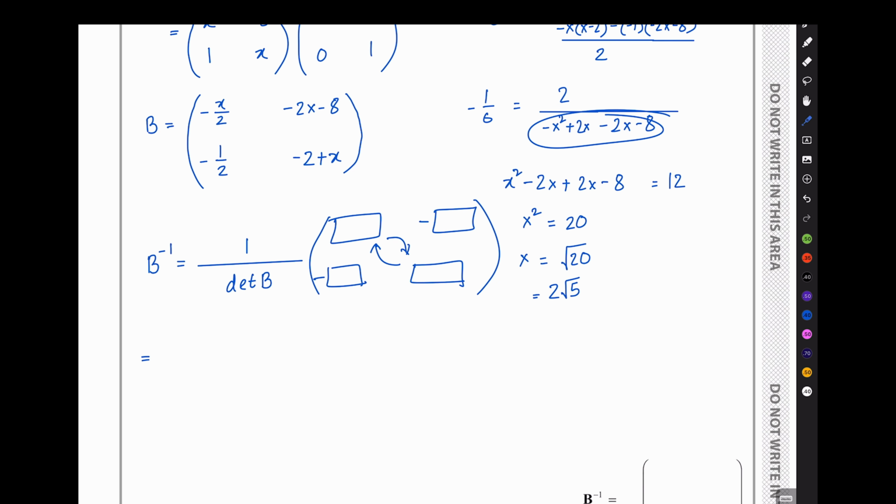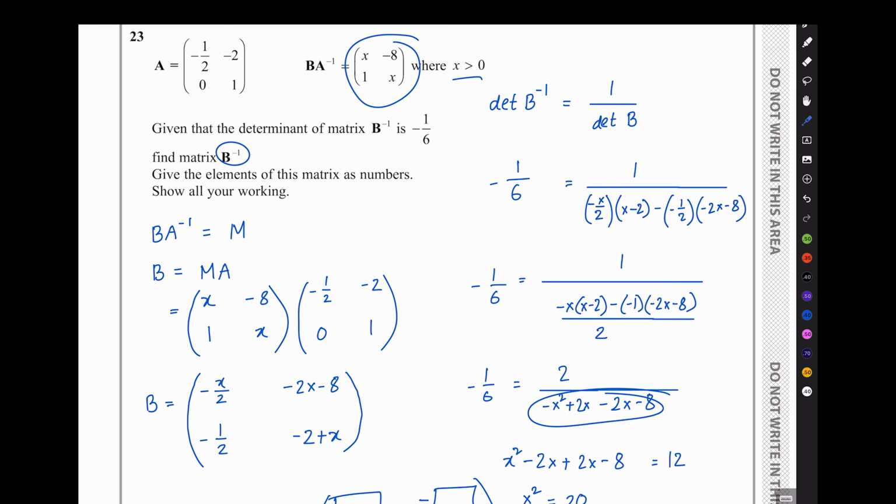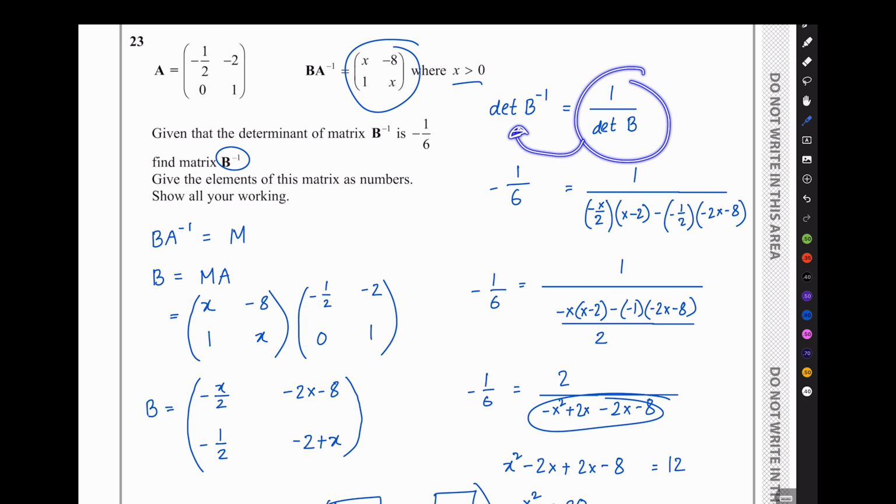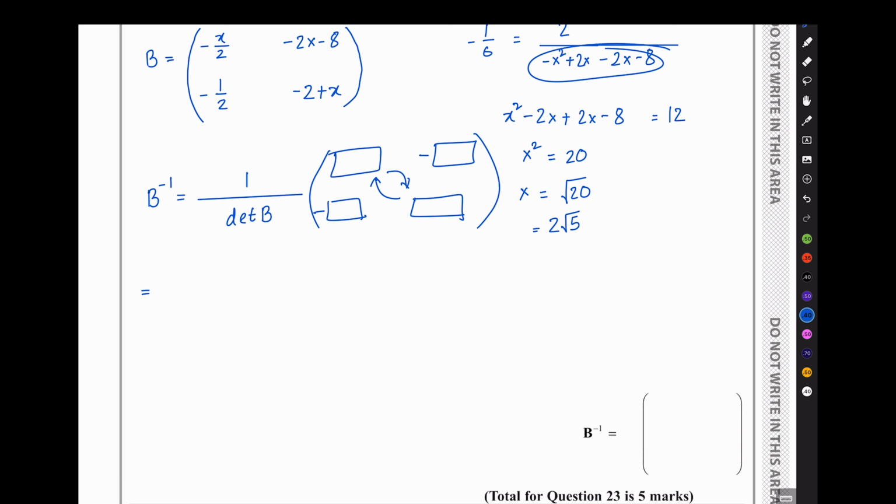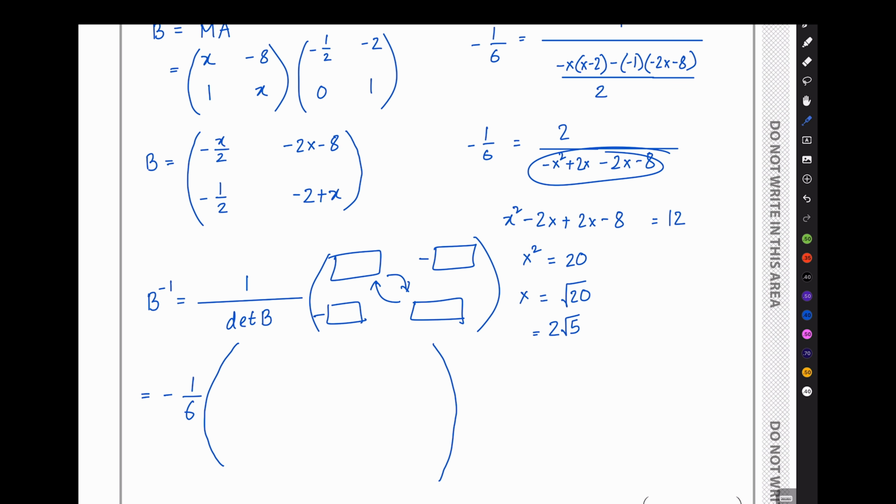So I already know this value, okay? This entire value is known by me because 1 over determinant is basically the determinant of the inverse, and the determinant of the inverse is negative 1 over 6. So let me just write it right here. It's negative 1 over 6, and right here I can write the expressions. So this is b, right? So I'm going to use this to find the inverse. So I have to swap the places of these. So it's x minus 2 here and negative x over 2 right here, and then I have to change the signs of this, so it becomes 2x plus 8, and this one becomes 1 over 2.